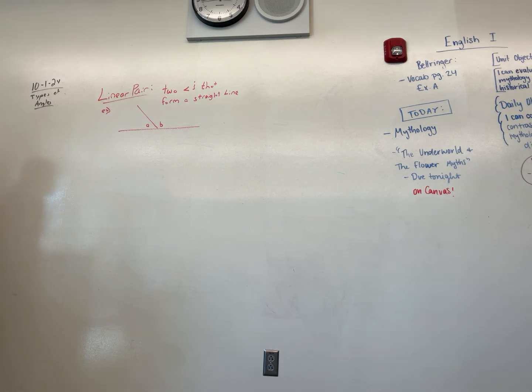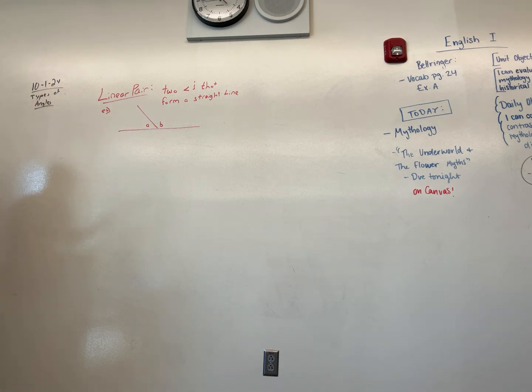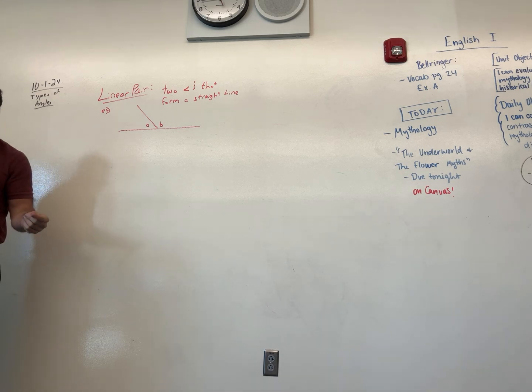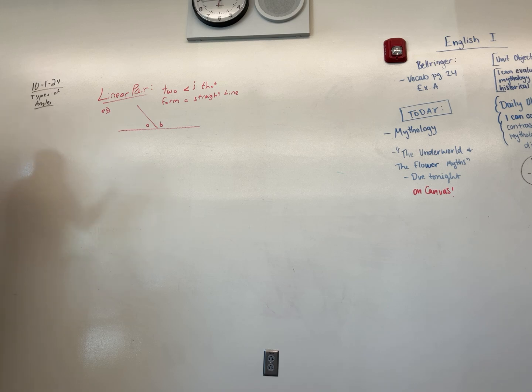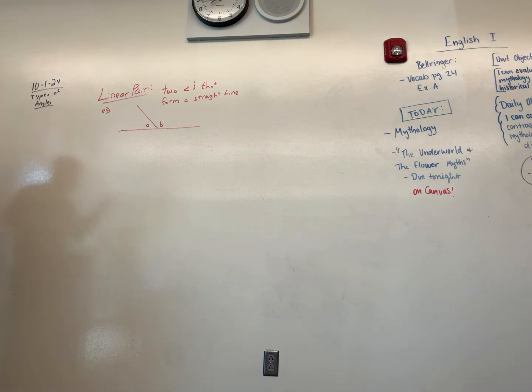Easy? They have to form a straight line. That's the only time it's a linear pair. Linear pair, not linear angles. If you have three angles that form a straight line, is it a linear pair? No, because a pair constitutes two.